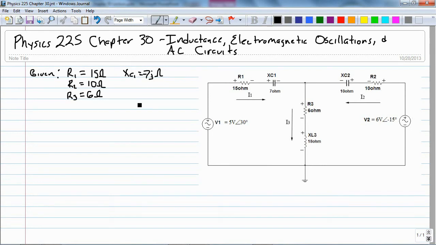And our capacitive reactance 2 is going to be minus 10 J ohms because it is a capacitor. And our inductive reactance for L1 is 18 J ohms.